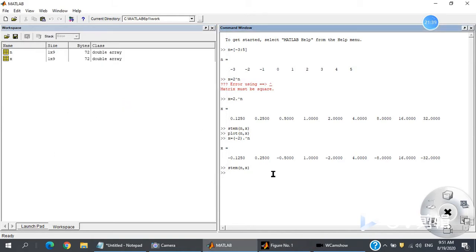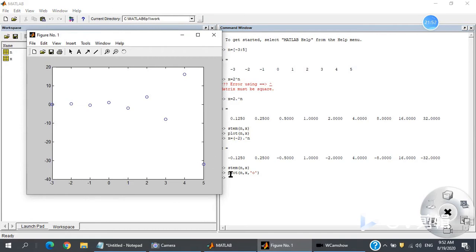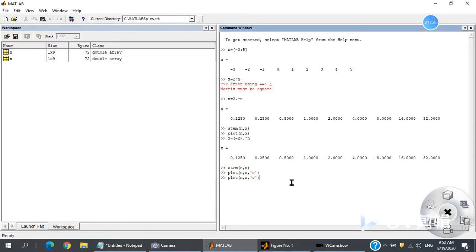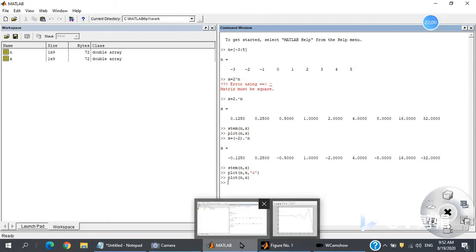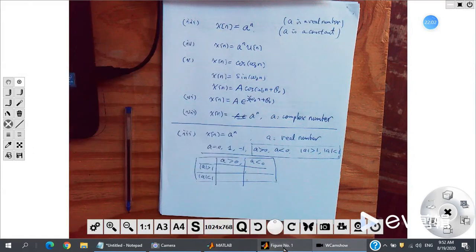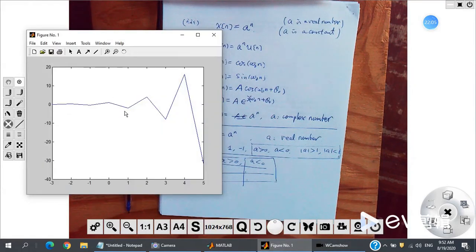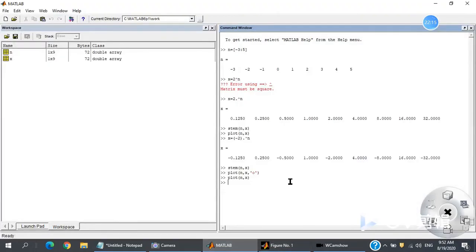If you use plot, I use a circle to see the value. Oh, plot has no curve, sorry. Now, just this way, you can have a curve. Up and down, the signal looks like this when n is increasing. I already calculated n until 5. If you have more, then you can have more values.